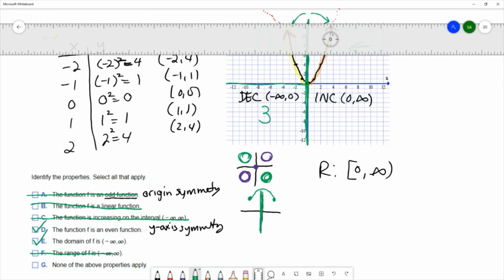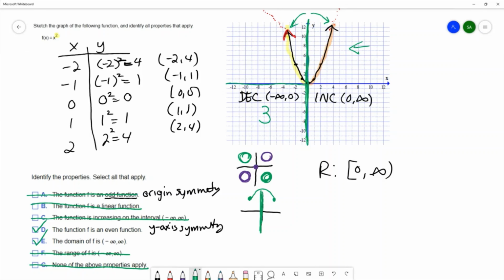this property. The final one says none of these properties apply. Since I've selected 2 of them, I wouldn't check this one either. So the 2 properties I would select is that this function is an even function and the domain is from negative infinity to infinity.